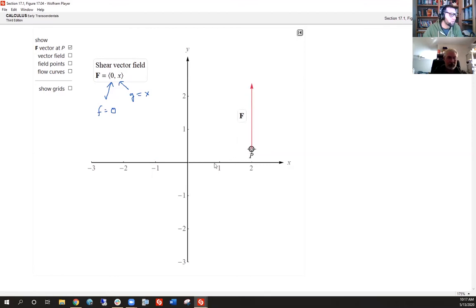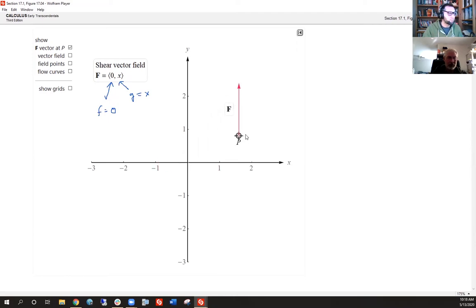Notice here we're 2 units to the right in the positive x direction, and our vector is length 2 going up. Here we're 1 unit on the negative side, for negative x's, and our y component is -1. It's going down by 1.